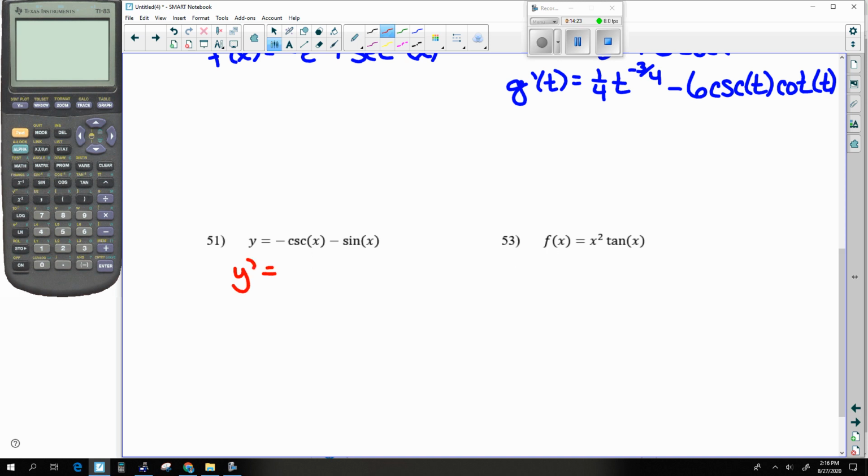All right, cosecant is cosecant cotangent, negative, so that negative turns into a positive. So this will be a positive cosecant cotangent. And then sine goes to cosine, so that negative still remains negative.